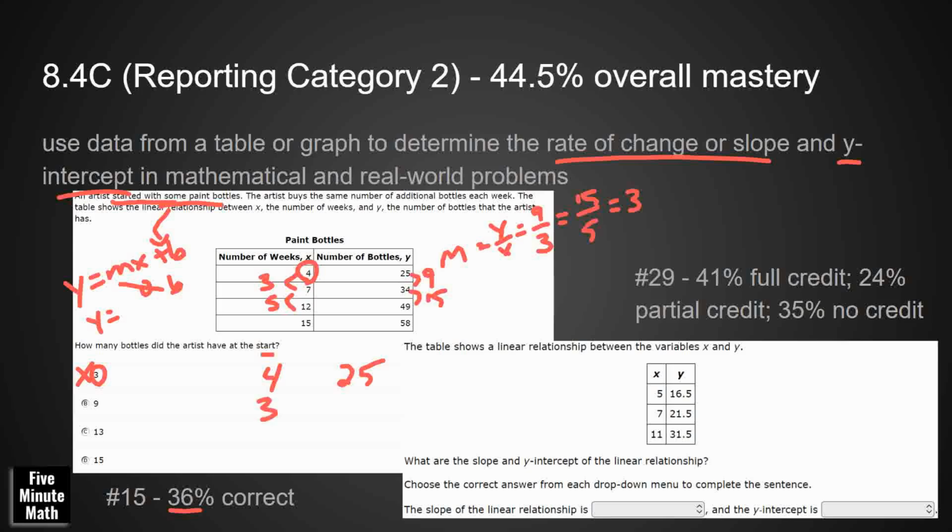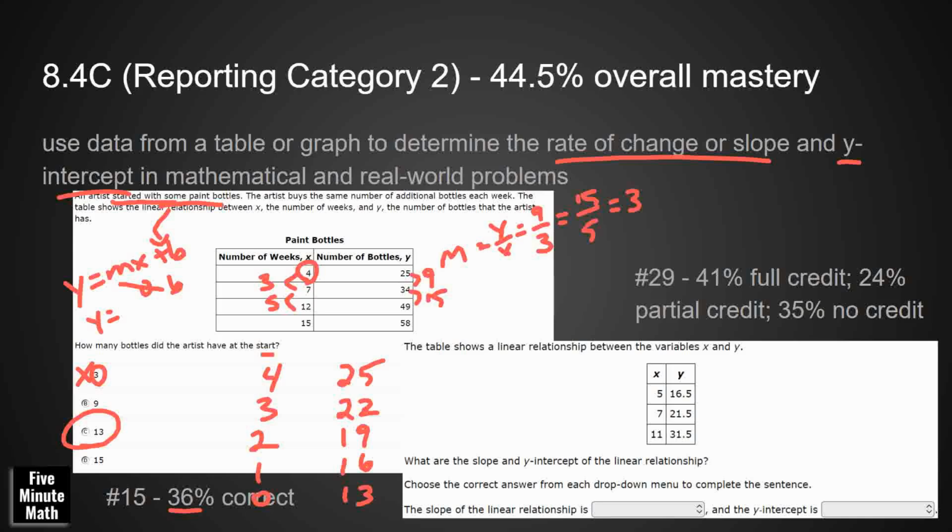So 4 is 25. 3 less than that is 22. 3 less than that is 19. 3 less than that is 16, and then I've got 3 less than that is 13. So that is our correct answer of C, 13.